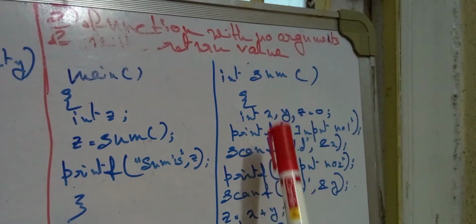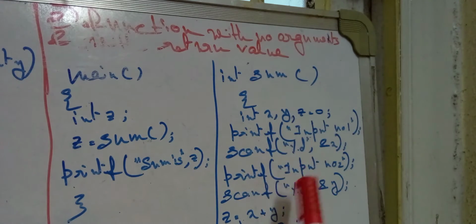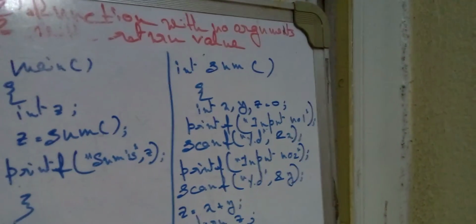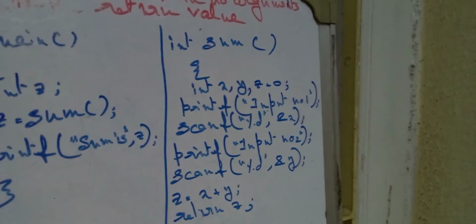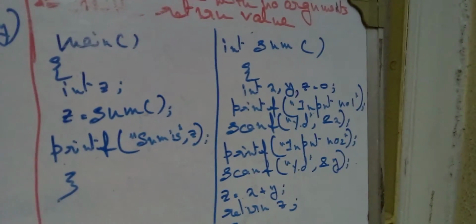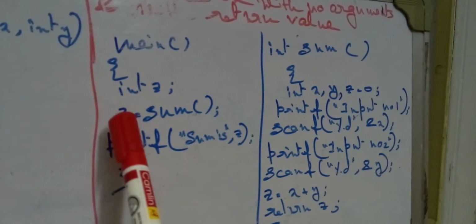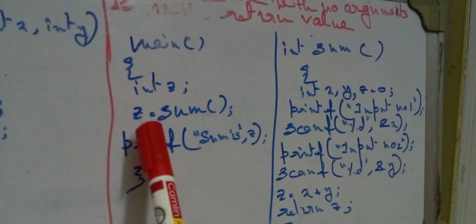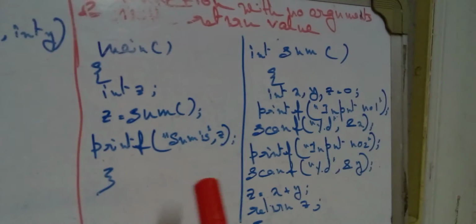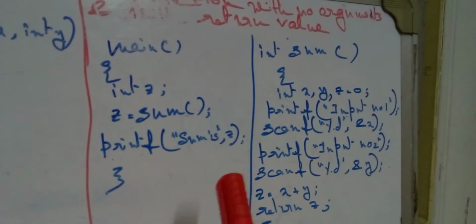Here I have taken other variables, input number 1, input number 2, and result z equal to x plus y. From here the value of z is returned. This z is catching that result and it is printed. So this is category 2.